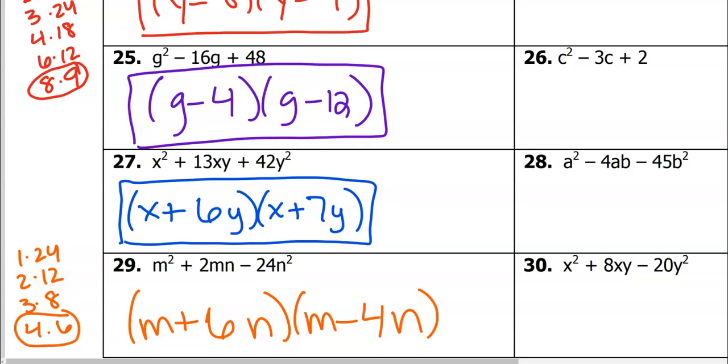Be careful. Always double check yourself because 4 minus 6 would give you the negative 2. So your sign would be wrong. You would almost be there.